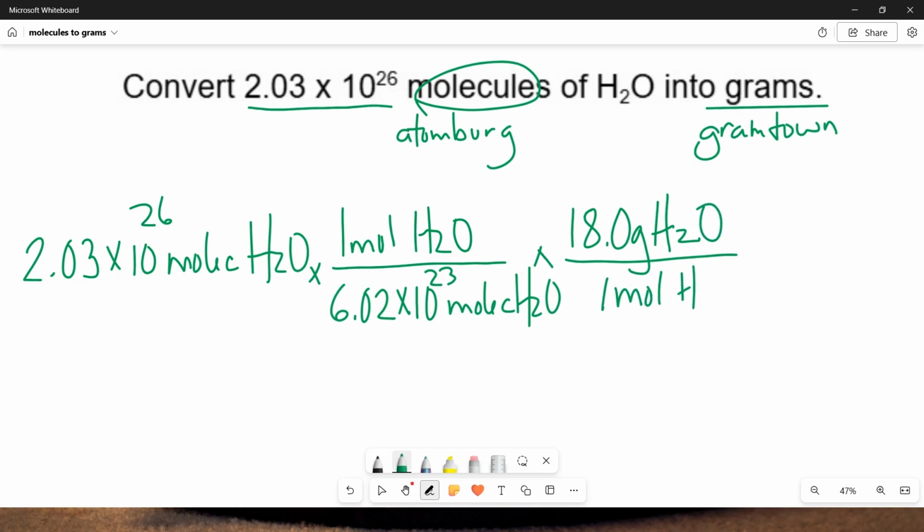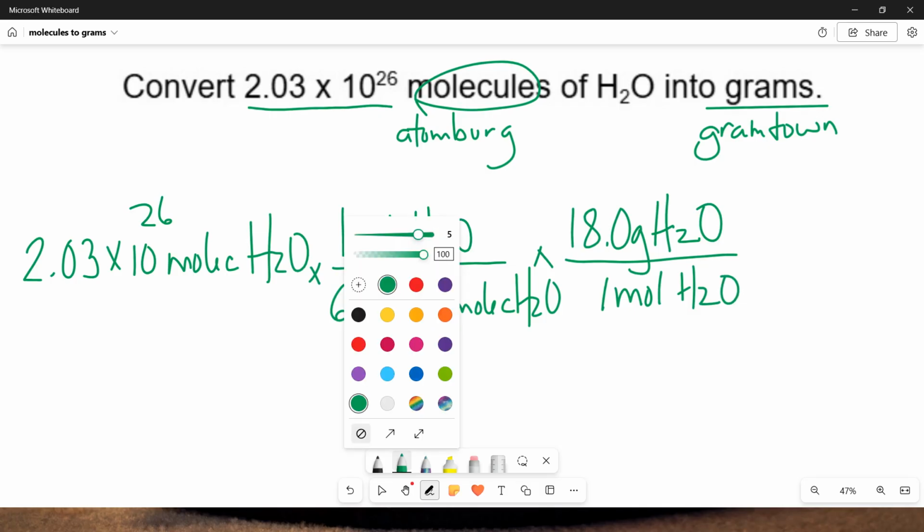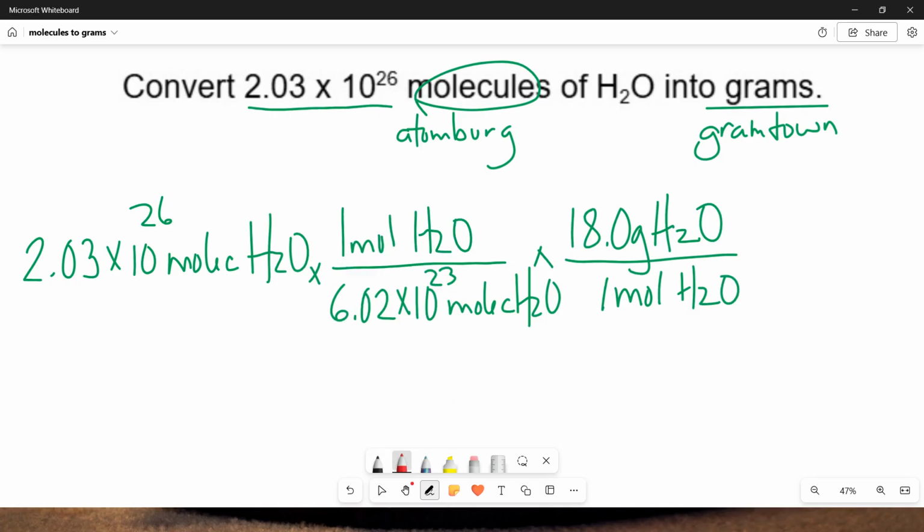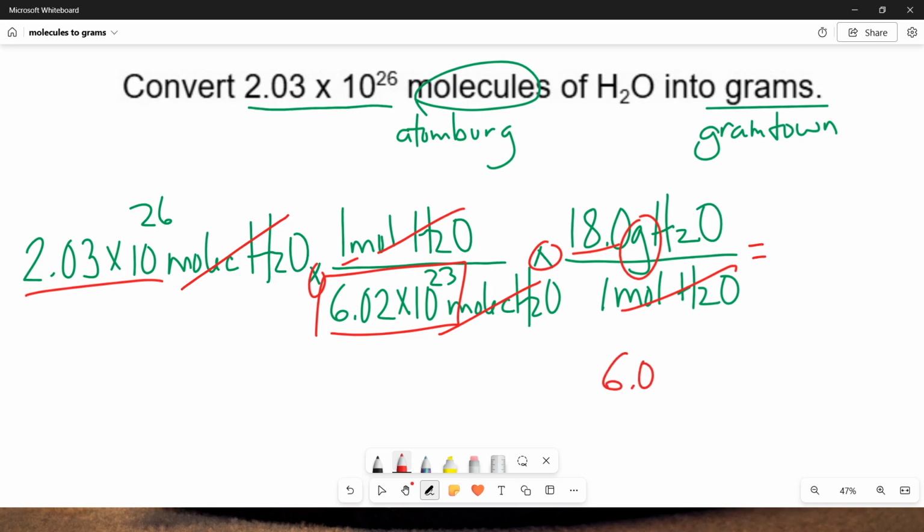I know this is set up correctly because if I look at my units, I started with molecules of water and my denominator has molecules of water. My numerator in the middle has moles of water, and my denominator at the end has moles of water. I'm going to be left with grams, which is what they're asking for. Take the given number, multiply by 1, multiply by 18. Take that answer and divide by Avogadro's number. And our final answer is going to be 6.07 times 10 to the 3rd grams of water.